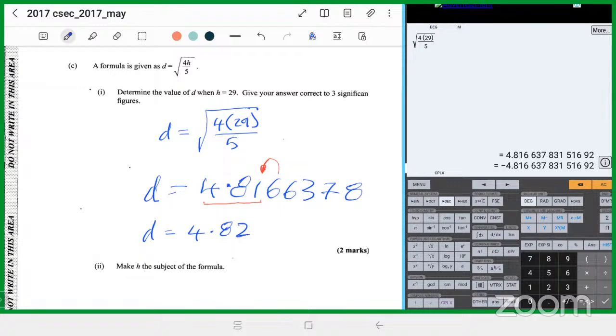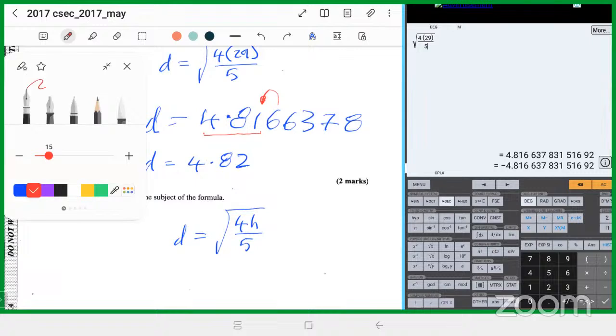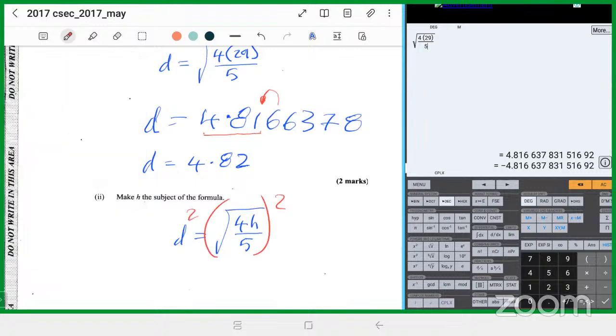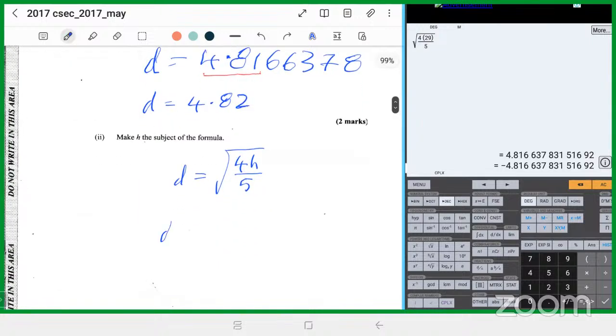All right, 4.82. Next thing we're asked to do is make H the subject. So let's look at it. So the D initially is the square root of 4H over 5. First thing you want to do is get rid of the square root. Inverse of square root is the square. So it's almost as if we're squaring this side and also squaring that side. And the square will sort of wipe out the square root. We don't have to show all of that, we just know. So we square both sides. And so we're going to get that D squared is now equal to 4H over 5.